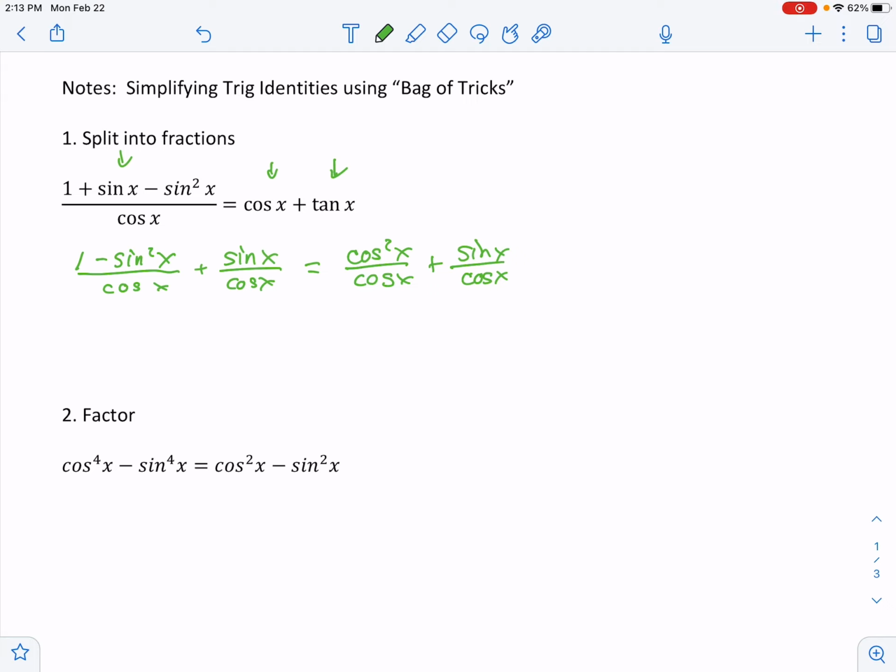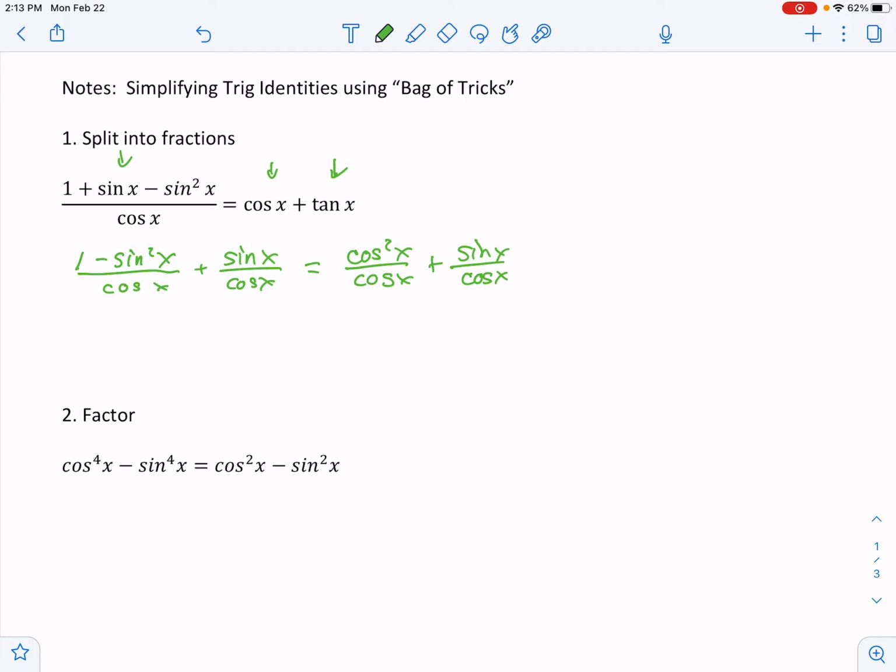Now, I can cross out one of those in this one. Remember, you don't scribble it out so nobody else can read it. You just cross out gently. And now you're left with cosine. And this, the sine over cosine, is tangent, and you're done. That matches what I was supposed to prove, and I can quit.